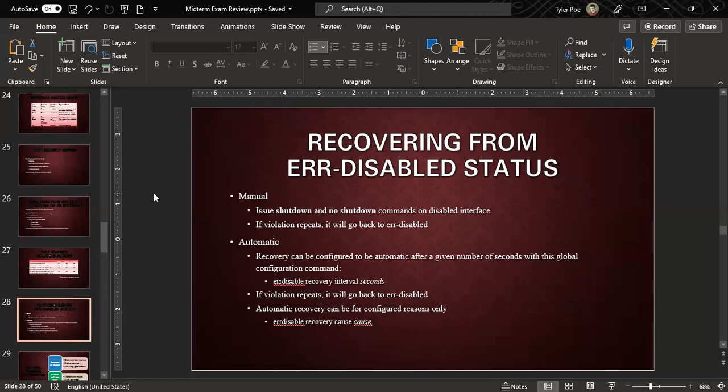However, you can actually automatically set ports to recover. We're not tested on that. If you want to review that in your own time, you can, but I don't believe you're going to be tested on that because, again, port security is not a big topic in this class, at least not in GNS.